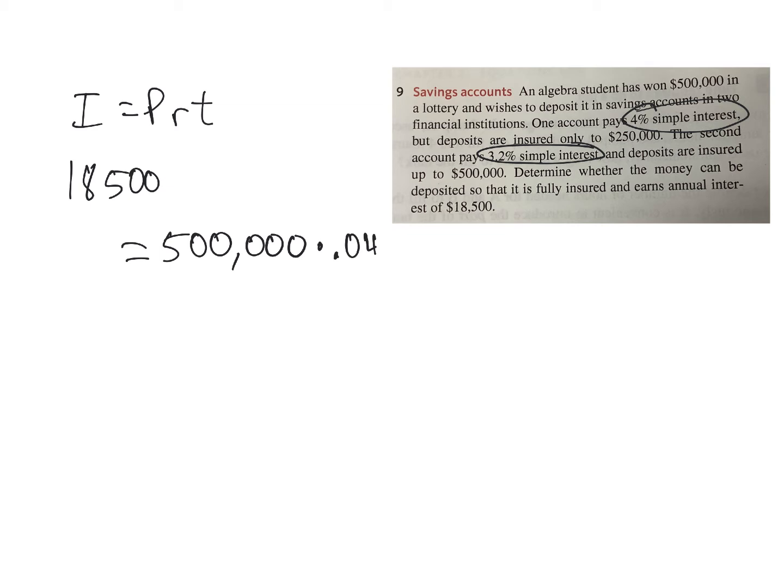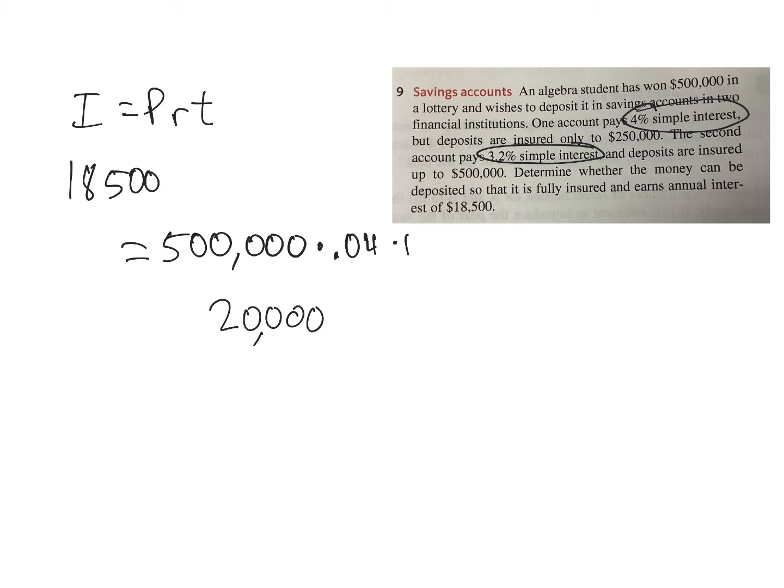And he wants it in annual interest of $18,500. So annual meaning 1. So what is 500,000, use your calculator, times 0.04? And that gives me $20,000. So I am going to get $20,000 if I invest all of it in the 4% simple interest bank. All right, well, that's only insured to $250,000. He wants everything insured. All right, so it won't be possible to put it into the 4% one.